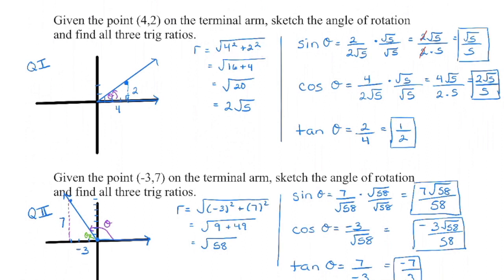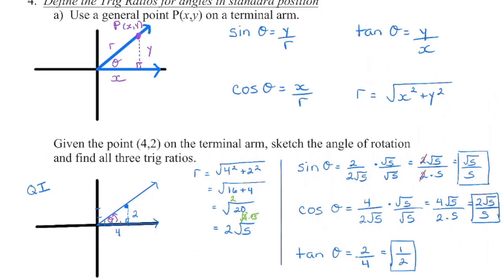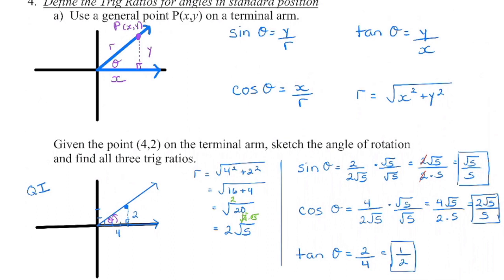So I did that. Remember, we want to pull out any perfect squares, so I took out that 4 times 5, square root 4, which gives us 2. So the simplified radical is 2 times the square root of 5. Now again, you can go back up here and take a look at this. I know my sine ratio is y divided by r. So if this is my angle, my opposite side is 2, my hypotenuse is that 2 root 5. So the sine of theta is 2 divided by 2 root 5.